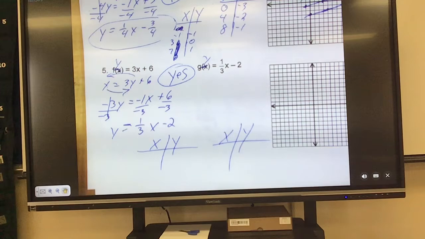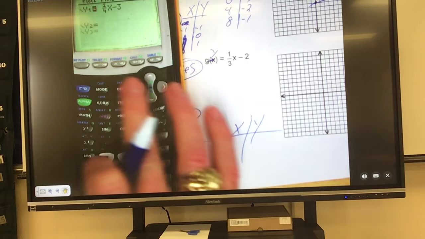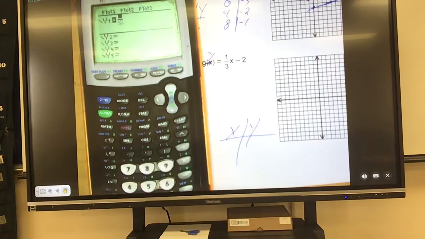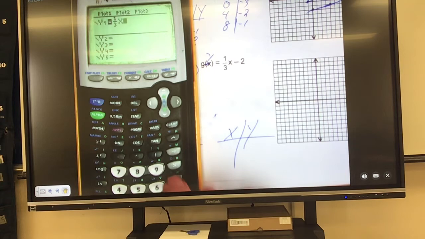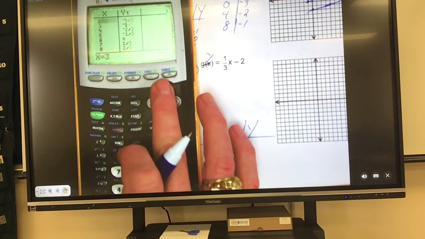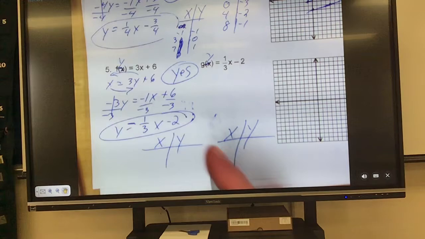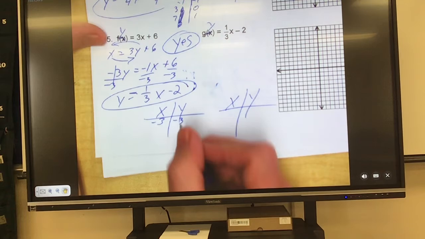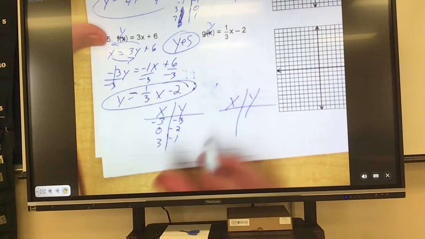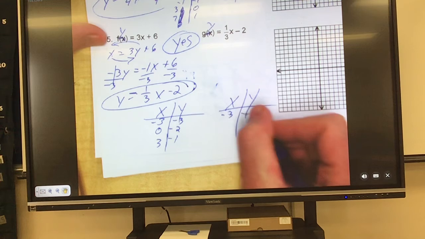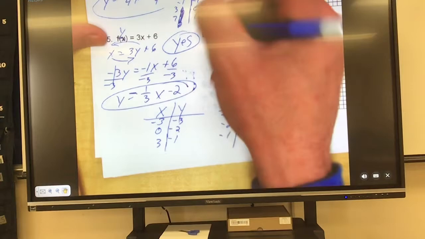All right, so we take it, and we're gonna plug it in. It is 1/3 x minus 2. Let's go to the table. Let's just get some clean points. Negative 3, negative 3, 0, negative 2, and 3, negative 1. And if I go to my table for the other one, I will see these guys get flipped. Watch, it's negative 3, negative 3, negative 2, 0, and negative 1, 3. And we knew that because we know they're inverses, so yes, they are going to be exactly opposite.